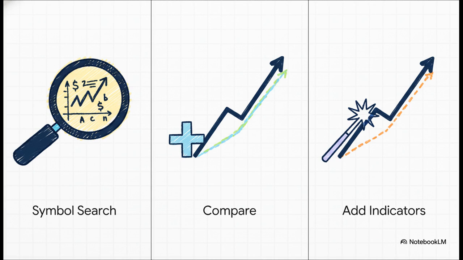Right next to that, there's a little plus sign. You can use that to overlay an index, like the Nifty 50. This is awesome because you can see at a glance if your stock is doing better or worse than the overall market. And then, of course, you've got the indicators button, which lets you add all these powerful tools with just a single click.